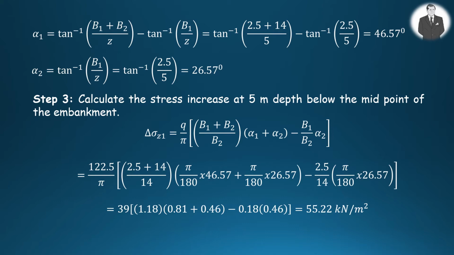If we put them in their places in the equation as shown, we get the stress increment from the half of the embankment at depth Z. If we double it, we get the stress increment from the whole of the embankment, which is around 110 kilonewton per square meter. That's it.